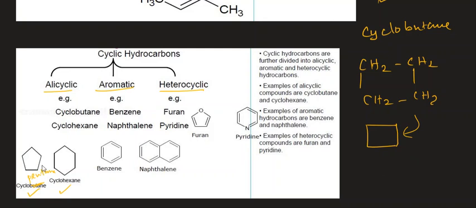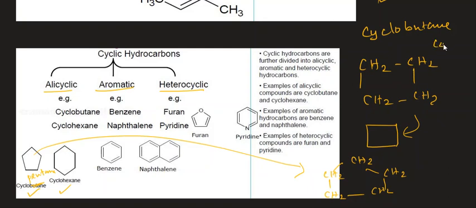And the cyclopentane is represented here. Let me draw it: CH2, CH2, CH2, CH2, CH2. Just join them, so it is cyclopentane. When you look at the molecular formula, it is C4H8. That is the general molecular formula of what? The general formula of alkene. So cycloalkanes and alkenes have the general formula CnH2n.